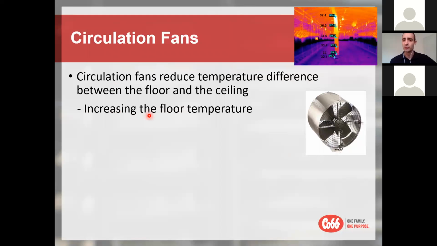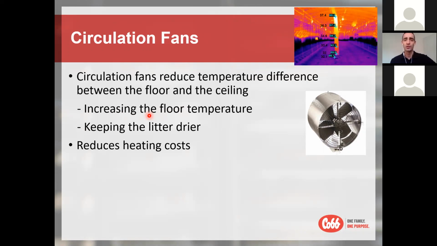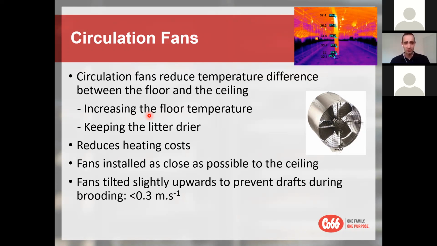So it increases your floor temperatures during brooding, keeps your litter drier, and reduces your heating costs. Basically, you want the fans installed as close as possible to the ceiling, the hottest part of the house, and make sure they're tilted slightly upwards to prevent any drafts during brooding. If they were tilted a little bit downwards, that could potentially cause drafts over the chicks, and we don't want that.